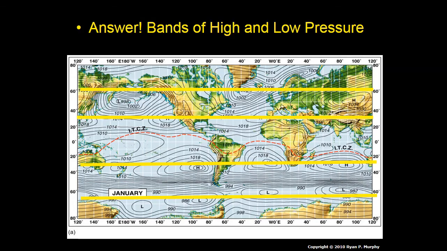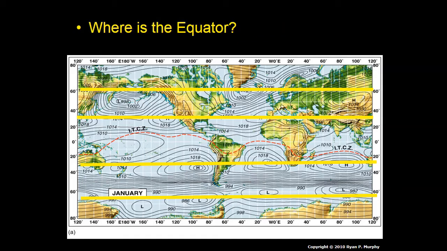So what we can see here from this image is that we see basically bands or bars or rows of high and low pressure here that seem to kind of line up in straight lines. Now, where's the equator? You should know this. You should be able to look at this map and know exactly where it is, right? It's at the 0 line right there. Okay, so there's the equator.